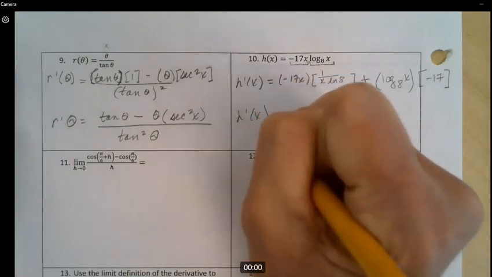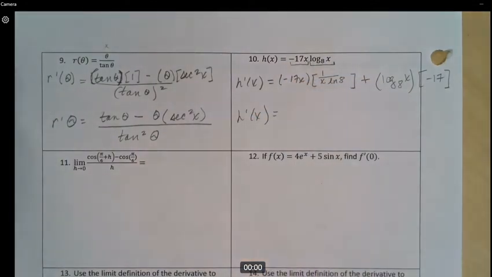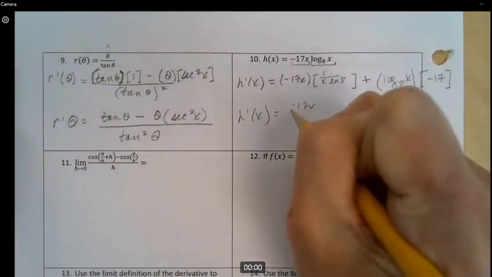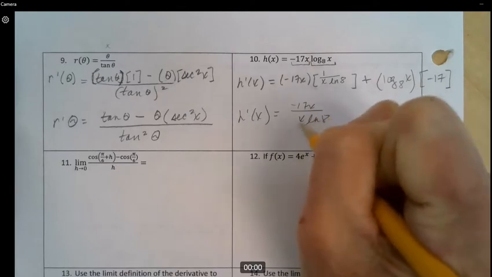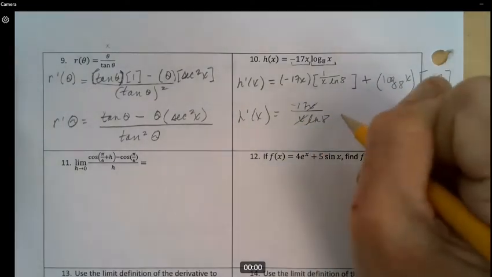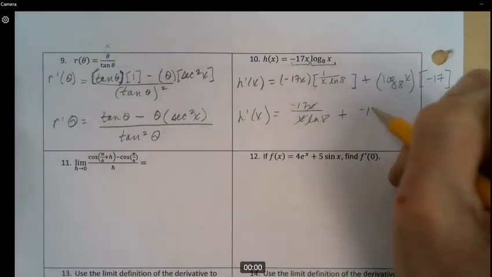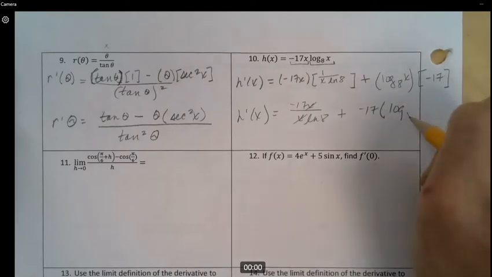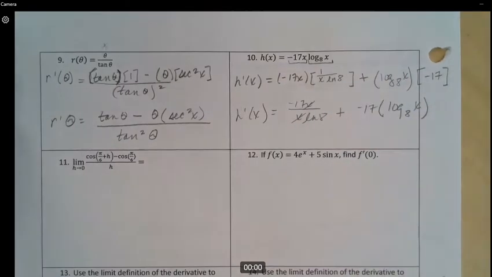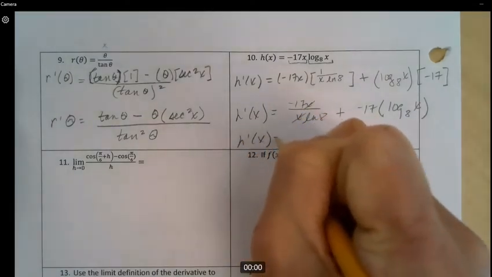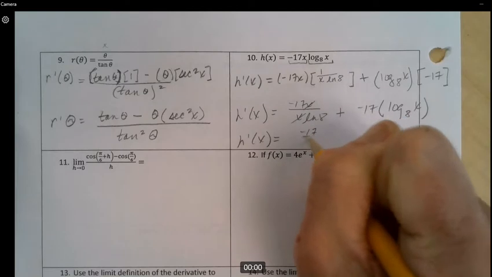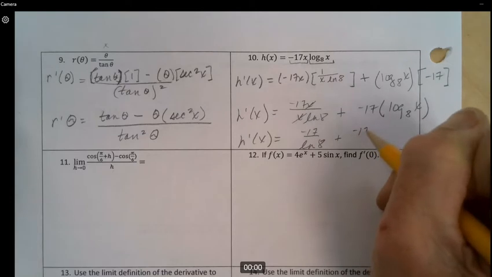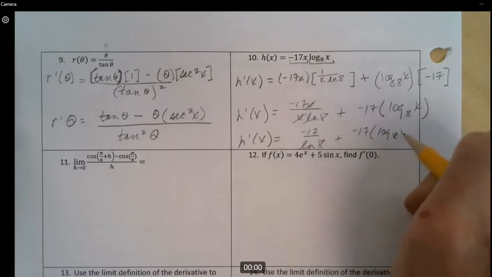So nobody cares about the order, but you're welcome to try to simplify negative 17 x's over x natural log of 8. Those x's will cancel out. Plus negative 17 times the log base 8 of x. H prime of x is going to be equal to negative 17 over the natural log of 8 plus negative 17 times log base 8 of x.